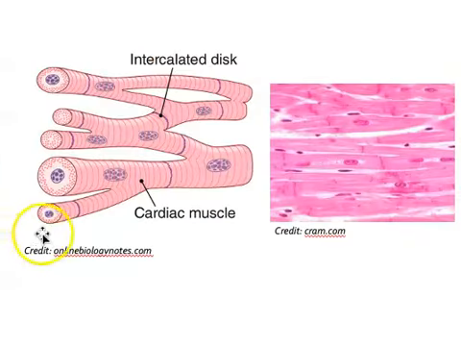Here's a drawing again of several individual cells in cardiac muscle, side by side with another image taken under a microscope. The two features that really jump out at you are the fact that these cells are branched and that they are all connected to each other with these dark purple lines, these intercalated discs.